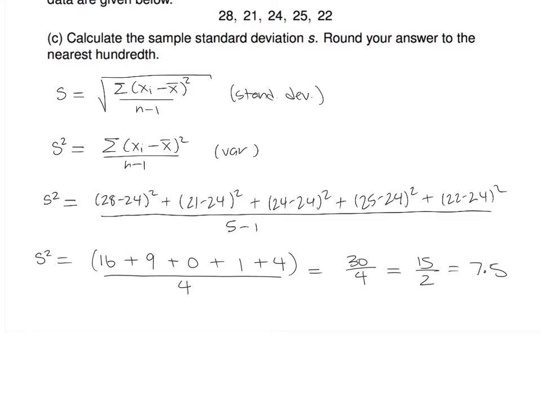So my variance is 7.5, and my sample standard deviation S is the square root of 7.5, which is approximately 2.74. And of course, you're allowed to use a calculator on your exam. I just didn't have one on me at this moment, so I had to subtract and square by hand.